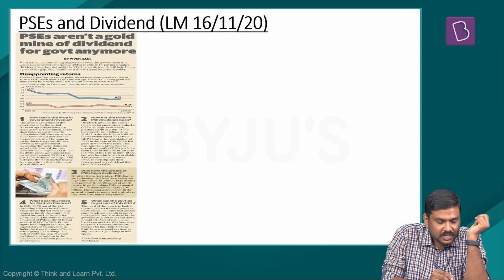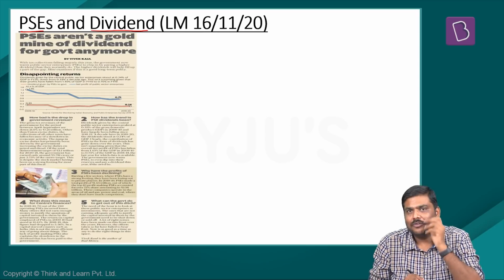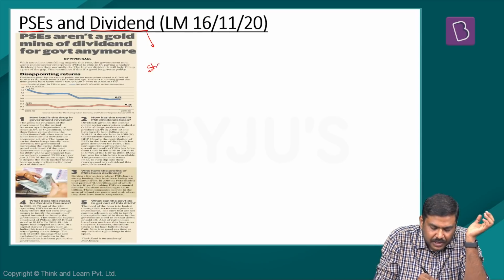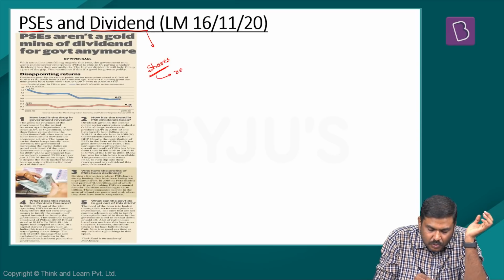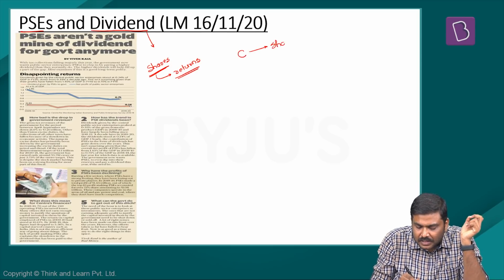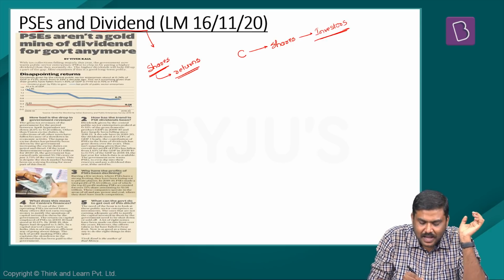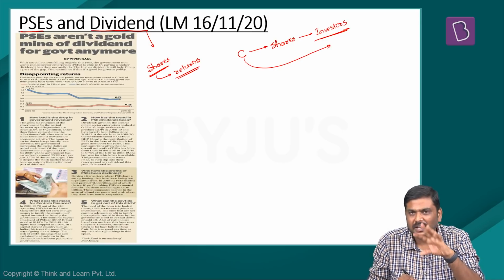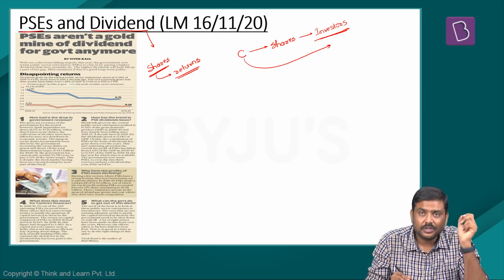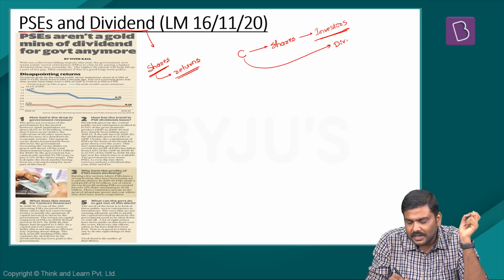So the next article is with respect to PSEs and dividend. First and foremost, what is this concept of a dividend? Any company which has issued shares will pay returns to the owners or the shareholders. I'll repeat the statement here. Imagine company C has issued shares. These shares have been purchased by investors. Now these are referred to as shareholders. These shareholders are paid certain returns by this company from the profits that it has generated. This return given to the shareholders is referred to as dividend.